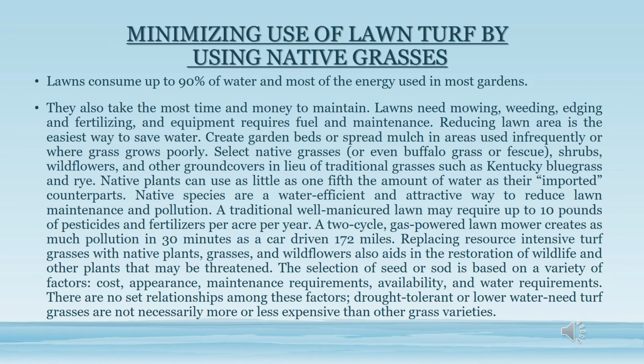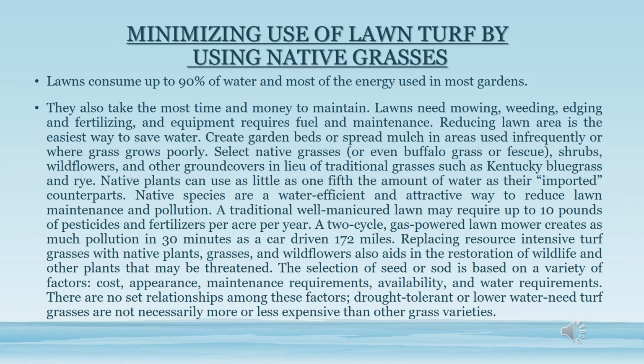Minimizing use of lawn turf by using native grasses. Lawns consume up to 90% of water and most of the energy used in most gardens. They also take the most time and money to maintain. Lawns need mowing, weeding, edging, and fertilizing, and equipment requires fuel and maintenance.